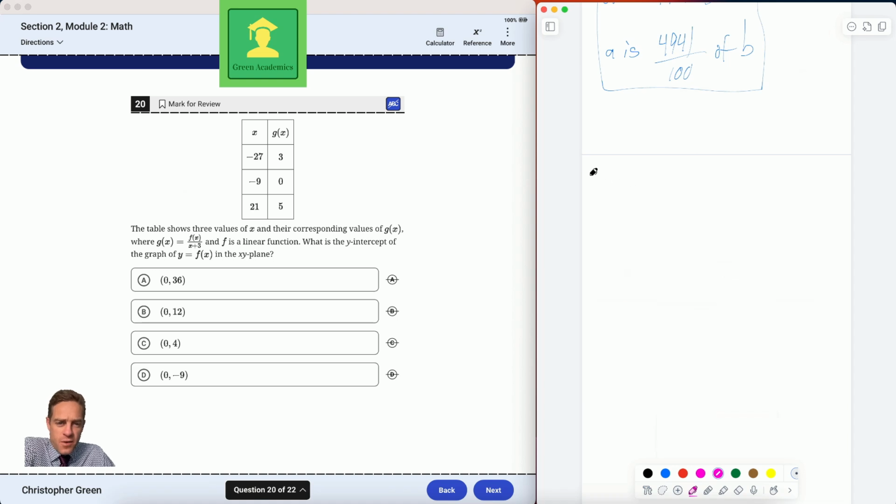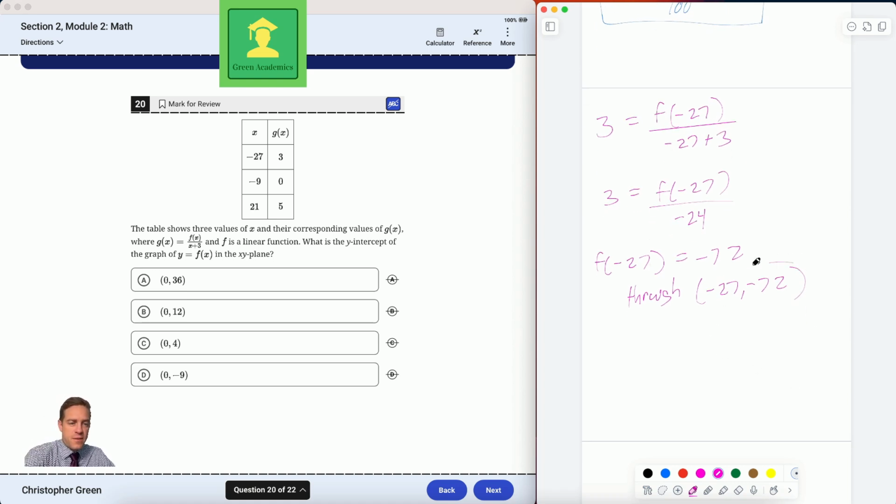So wouldn't that mean that, for example, using the top row, you get 3 when you do f of -27 over -27 plus 3. Okay? As in 3 is f of -27 over -24. As in f of -27 equals -72. So, here we go, now I see how to do it. So it goes through -27, -72.